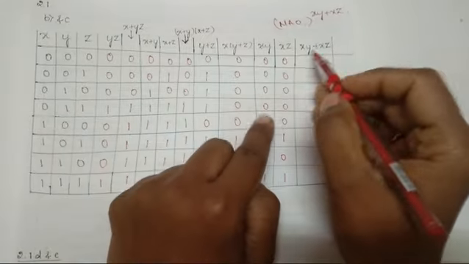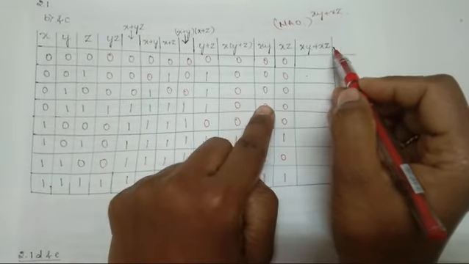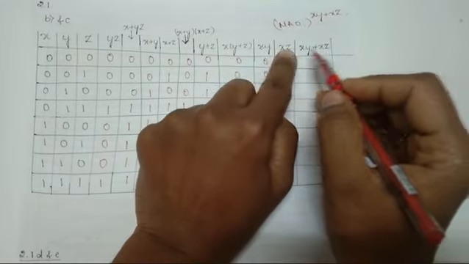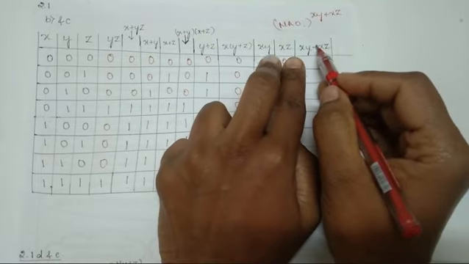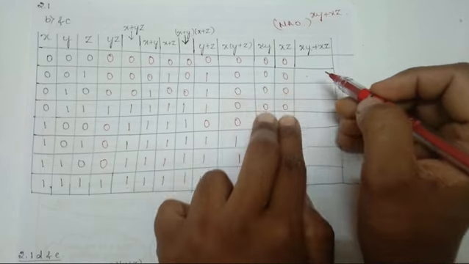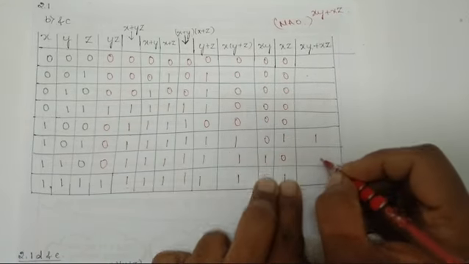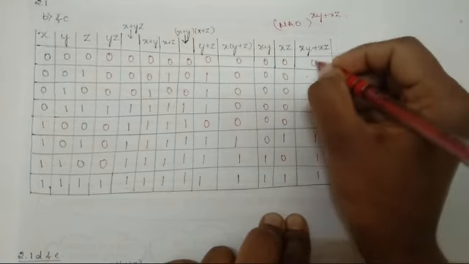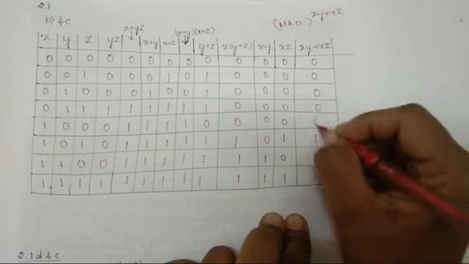Next here, xy plus xz. X into y, x into z is ready. We have to do the OR operation. If any 1 is there, we can write 1. No, no, no, no. 1, 1, 1. What do I have to write here? Zeros.